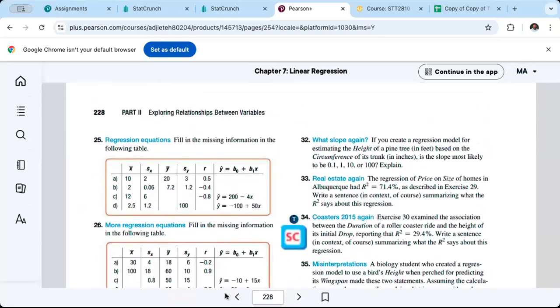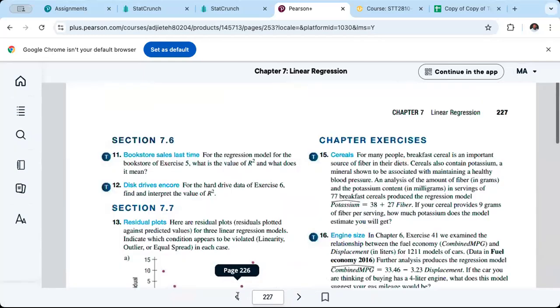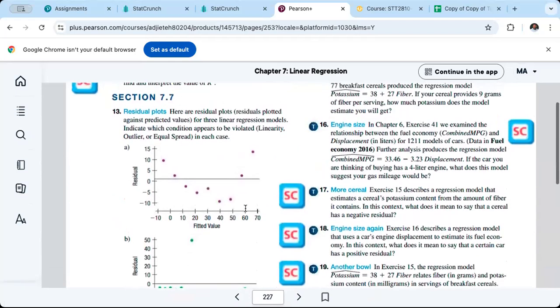So let's get to question 13 first. This is question 13. When we read question 13, it says that here are residual plots. Is that okay? It means that they've plotted the residuals. You know what residuals are now, which is residuals plotted against predicted. So this is the residuals here, and then this is the predicted or fitted value. Is that okay? Good. And we are told these are for three linear models.